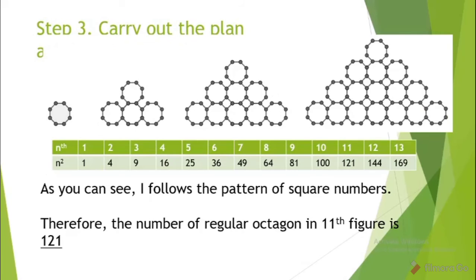Okay. Sa A, meron tayong first figure is 1. 1 yung octagon natin sa first figure. Sa second figure is 4. And sa third figure is 9. And sa fourth figure is 16. So, as you can see, the pattern is yung square. So, same lang siya sa last question natin. Kahit baguhin natin yung figure from square to octagon, same pa rin yung pattern. So, 11 squared is 121. So, ang question is, ilan yung regular octagon sa 11th figure? So, ang sagot is 121.